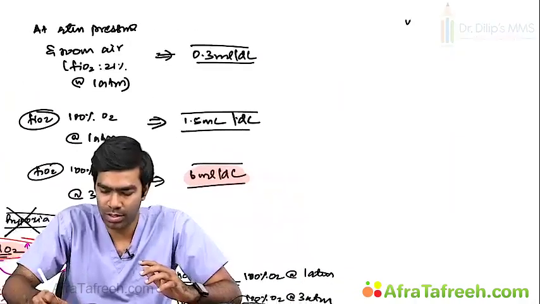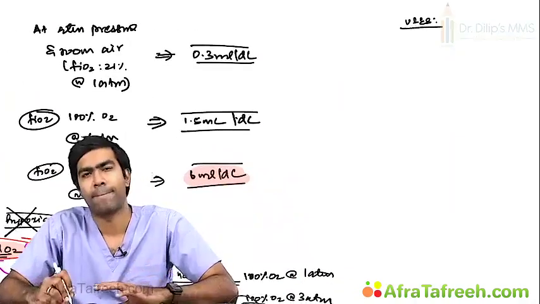It has a lot of other effects also. For example, it can produce wound healing. It can accelerate the wound healing. It can reduce the fibrosis. So many mechanisms are there. But what are the uses of this hyperbaric oxygen therapy?